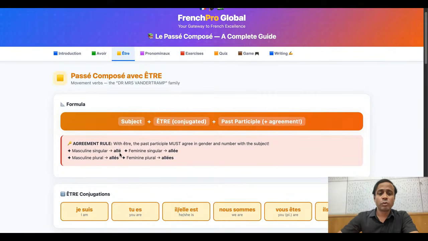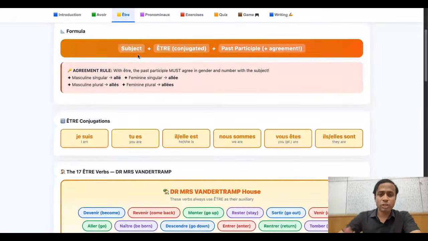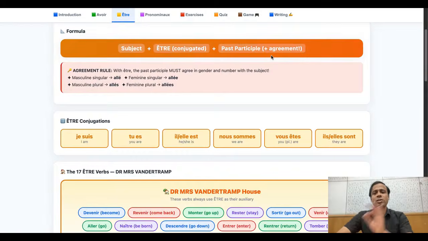Okay. So how you can make masculine plural from masculine singular: just add s. And how you can make feminine plural from feminine singular: just add s. Then it is going to be feminine plural. So when you are making passé composé, you have to see the gender and the number of the subject, and accordingly you have to use the right form of the participe passé. Again the same formula: subject plus conjugation of être plus past participle.